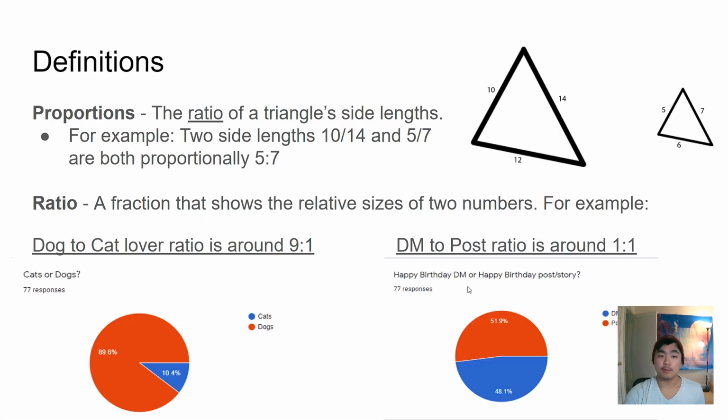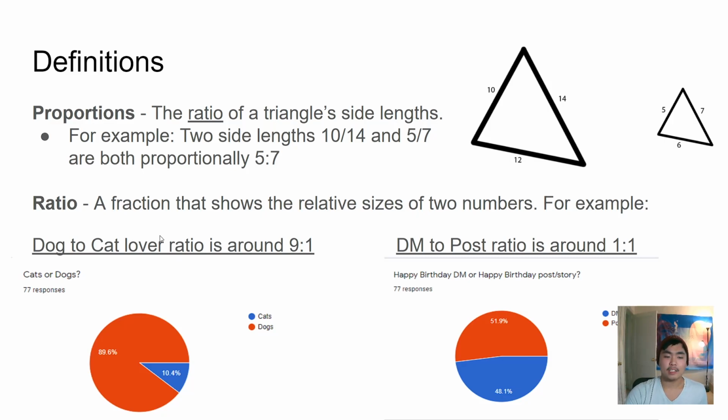A little bit about proportions, right? Proportions are the ratio of a triangle's side lengths. For example, two side lengths we have in this triangle here, right? We have one side is 10, one side is 14. If you put them in a fraction, 10 over 14, you get a fraction, right? Do the same thing with the corresponding sides on the other triangle, so 5 over 7. And what you'll notice is that 10 over 14 and 5 over 7 equal the same thing. They're the same fraction, right? If you divide by 2 on both sides here, you'll get 5 over 7 equals 5 over 7. Their proportions between the sides are the same. A ratio, remember, is just a fraction that shows relative sizes.